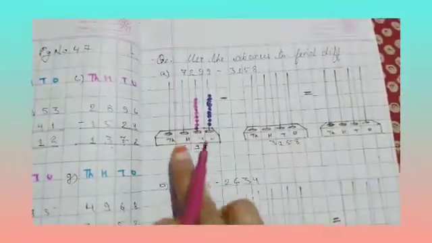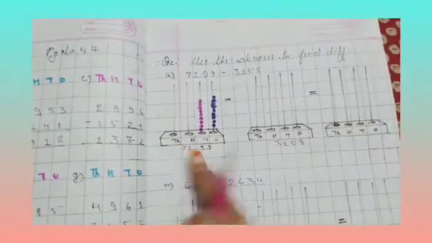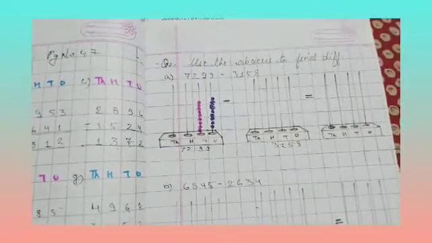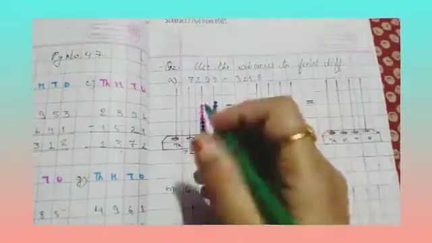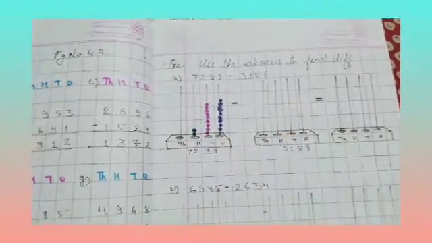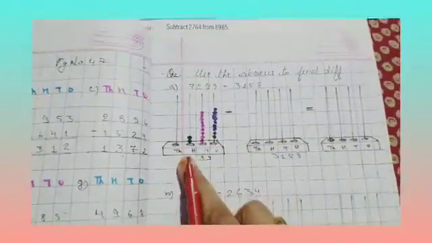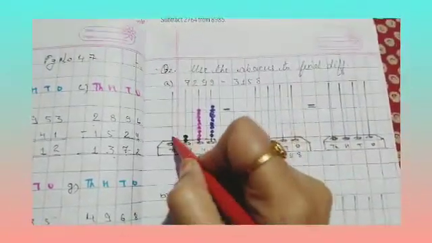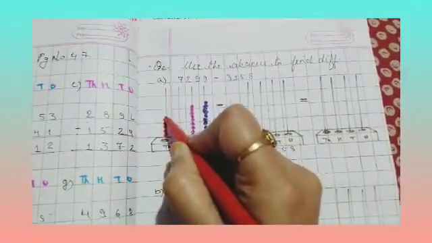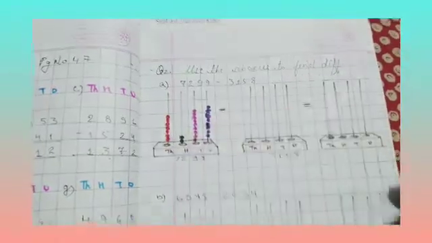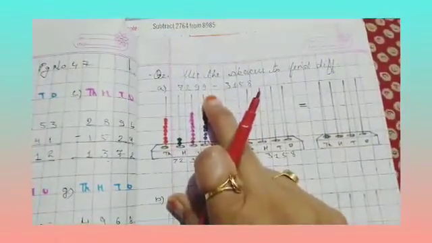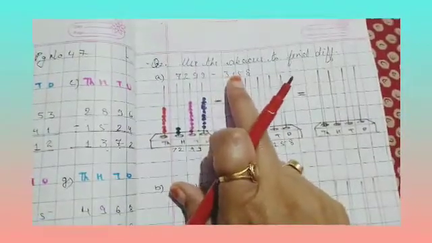Okay children? Now 2 is at the hundreds place. So for 100 place we are going to place 2 beads. So 1 and 2. Now 7 is at the thousand place. So we are going to place 7 beads. 1, 2, 3, 4, 5, 6 and 7. Okay children? Now second number, what we are going to subtract is 3158.